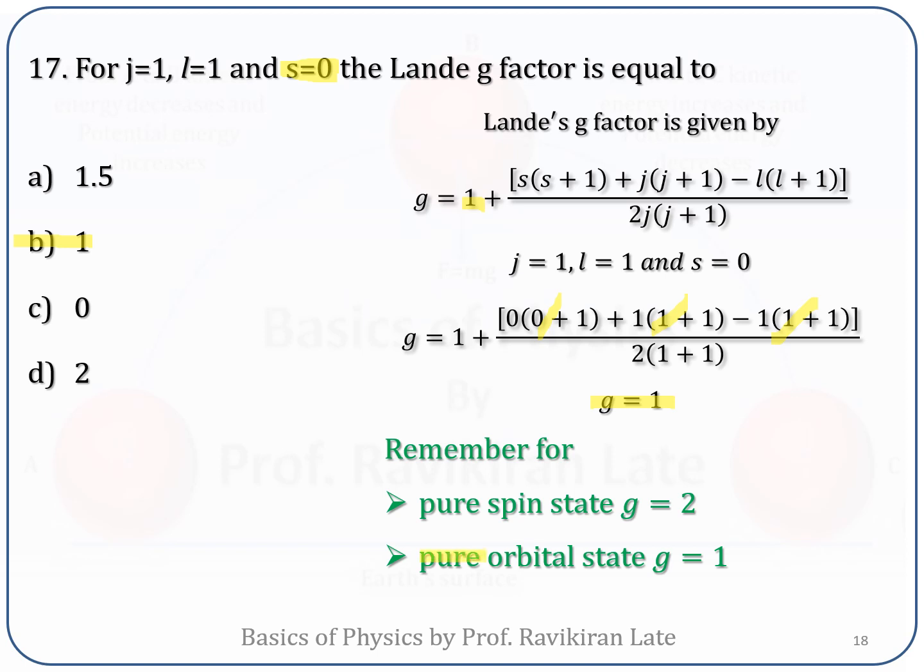So it is a pure orbital state. For a pure orbital state, in which S is 0, you will have a Lande g factor g equal to 1, and if you have a pure spin state, g will be 2. So you have to remember that in the exam, if S is 0 then g will be 1, and if L is 0 then g will be 2. So here, S is given to be 0, so option B is the correct answer. g is equal to 1 because it is a pure orbital state.